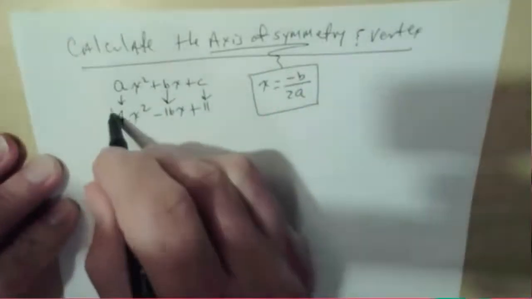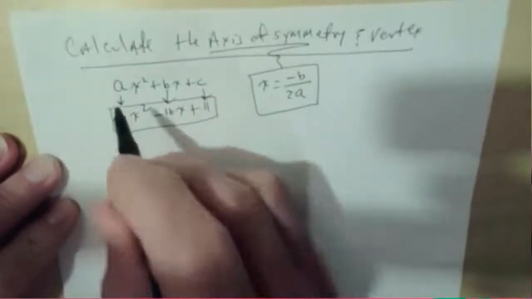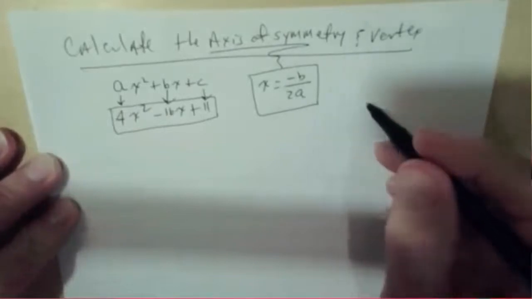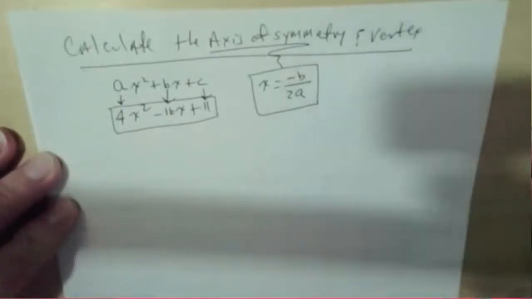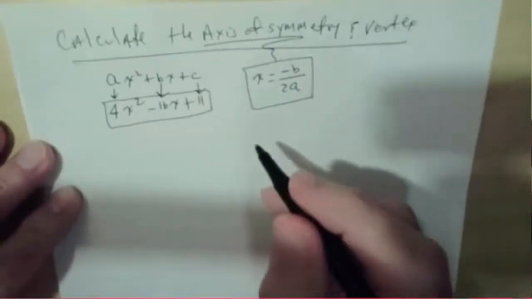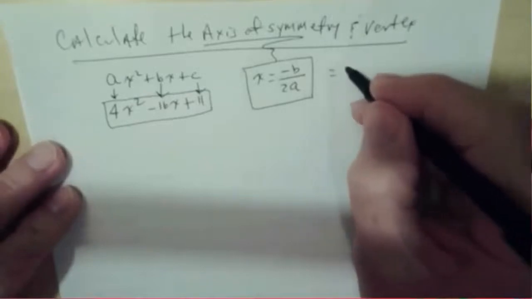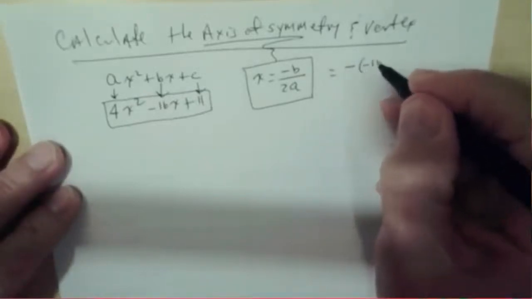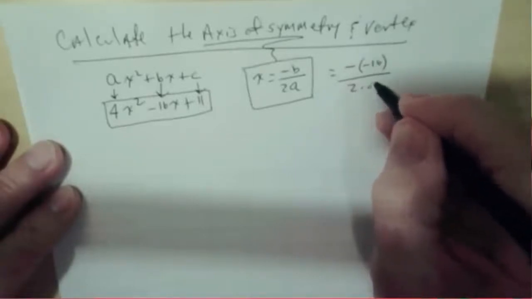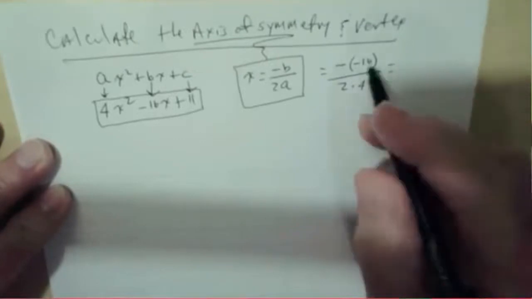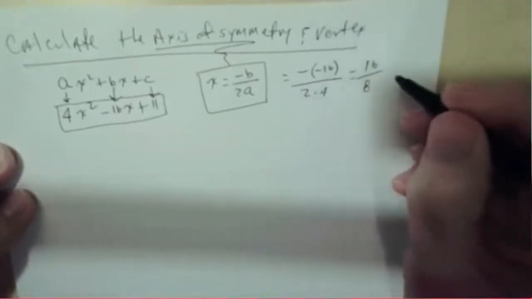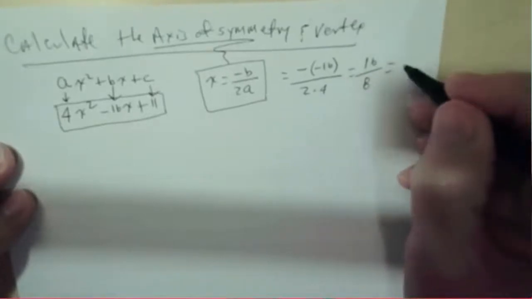Okay, so the axis of symmetry is going to be negative b, negative 16, all over 2 times a, 2 times 4. So this is 16 over 8, which is 2. Remember, that's our x.